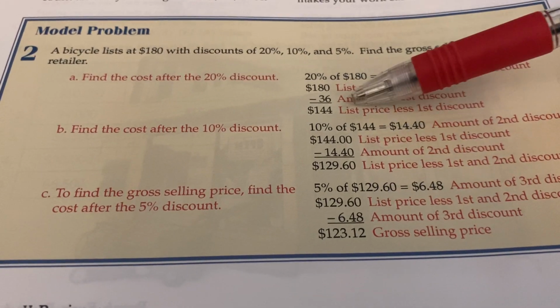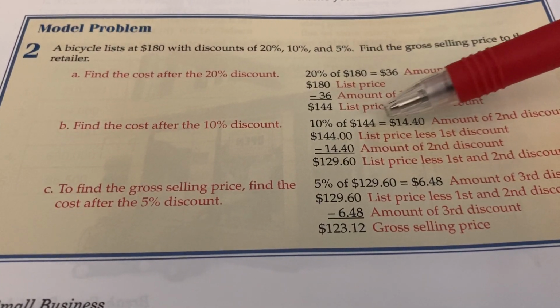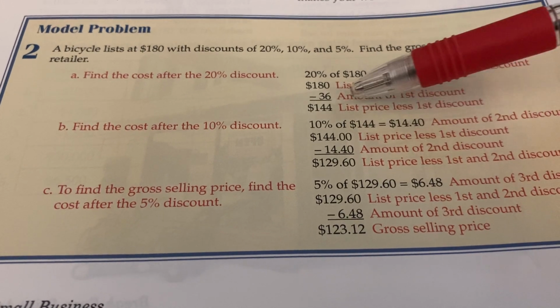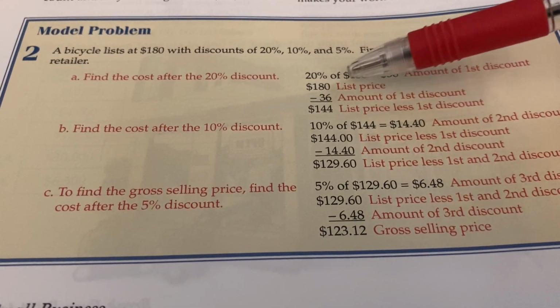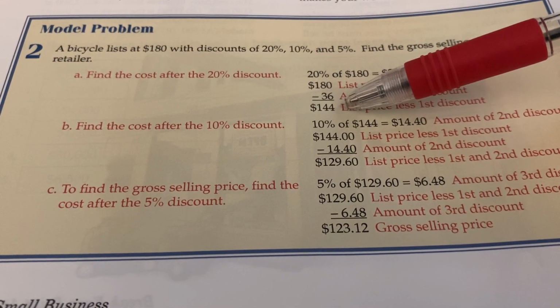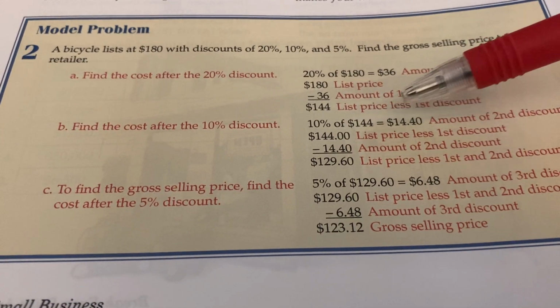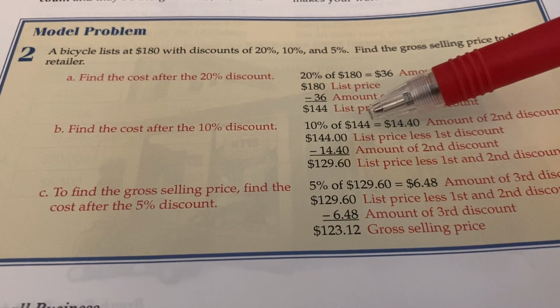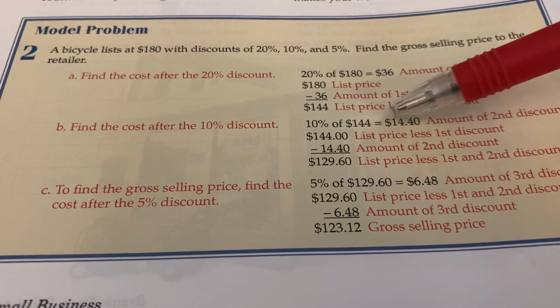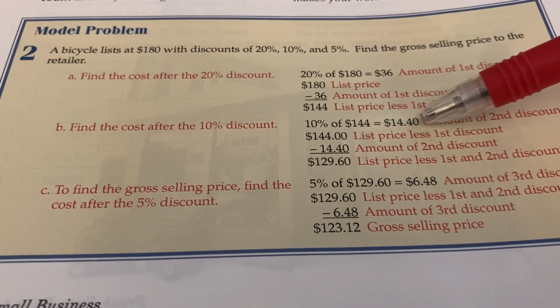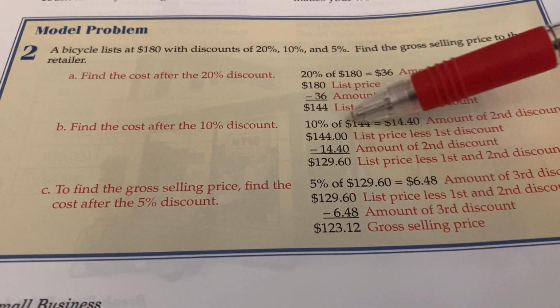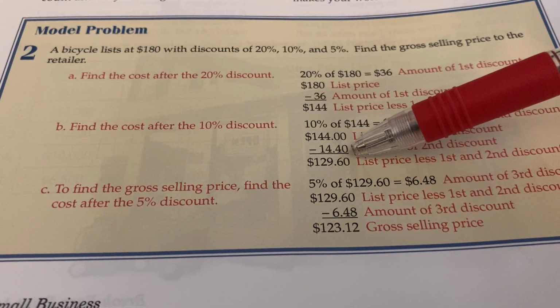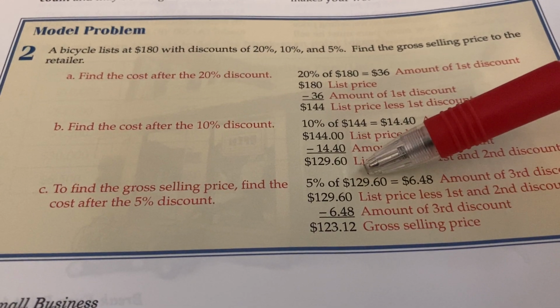So you have $104. Then you're going to take 10% of the $144 that you subtracted here. So you took off $36 and you got $144. Now the second discount is 10%. So now you're going to say, what is 10% of 144? And that's $14.40. And so you're going to take 144 minus $14.40, and you're going to get $129.